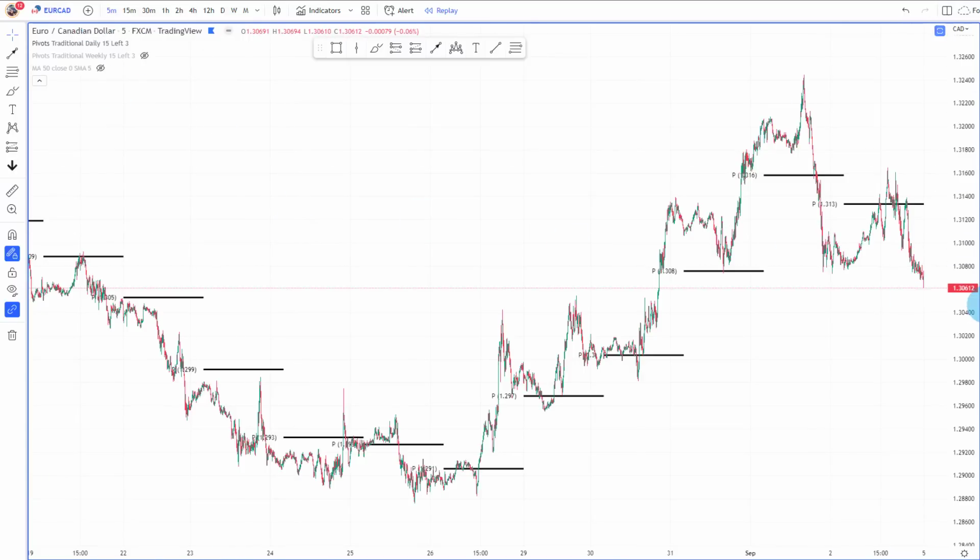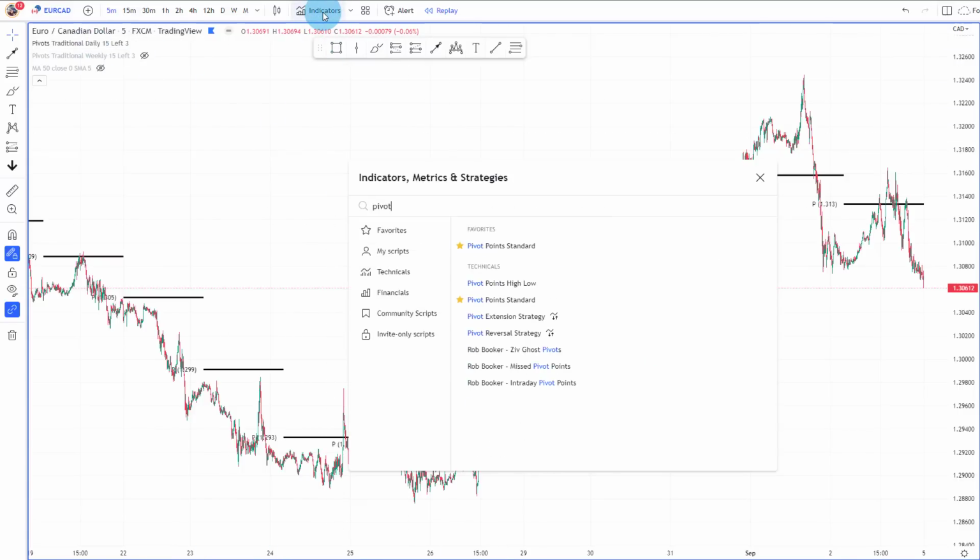So here we are on the current situation on the EuroCAD, and there's something really interesting happening that I believe most day traders will really benefit from. We're adding the daily pivot point. We go to indicator, and then you just need to enter pivot point, and then you can see it's called pivot point standard. Very simple.